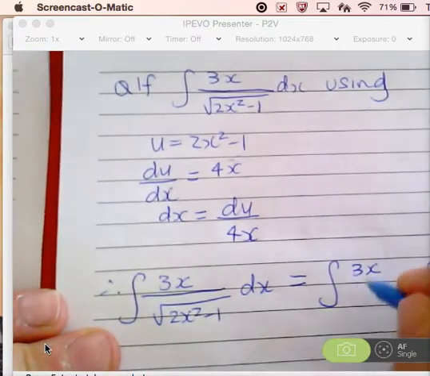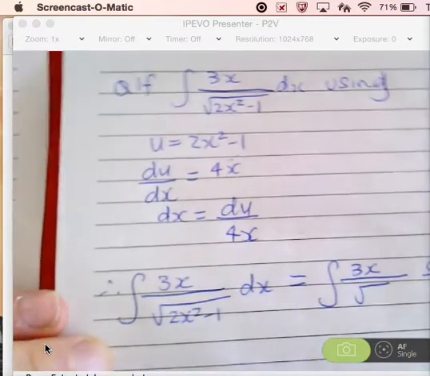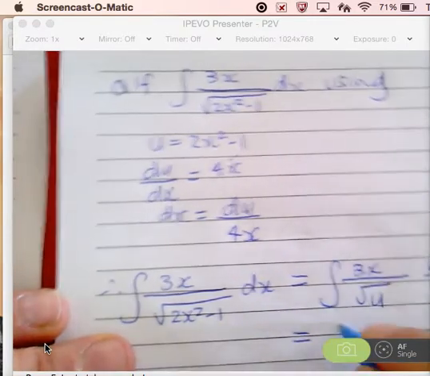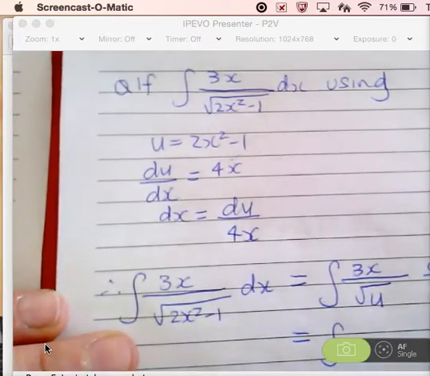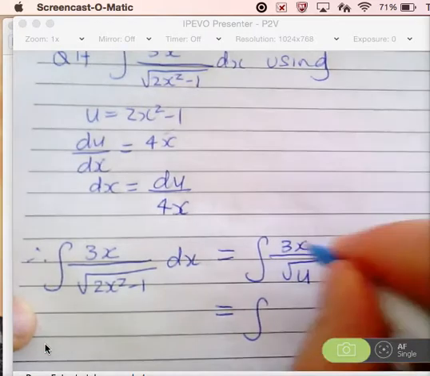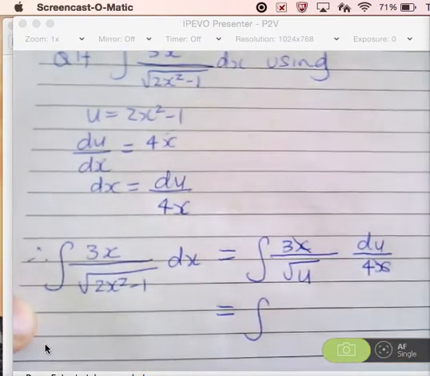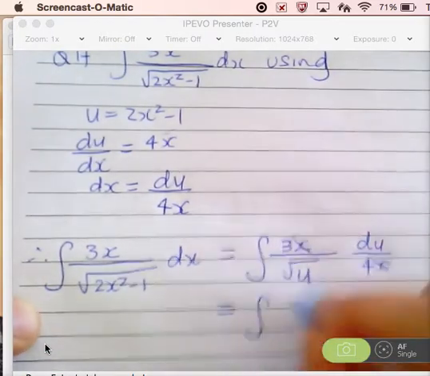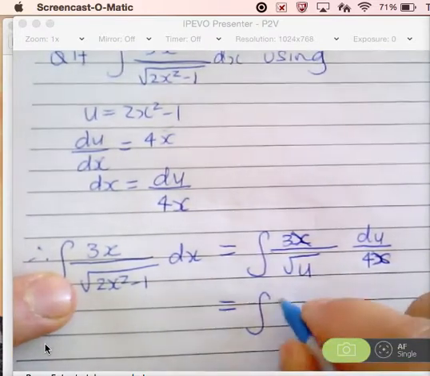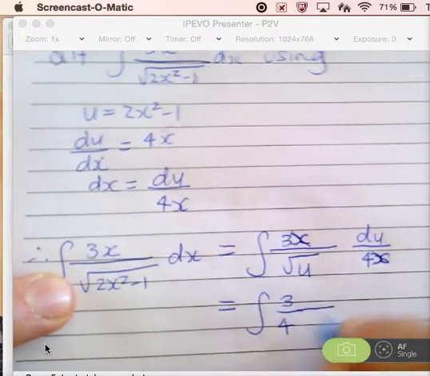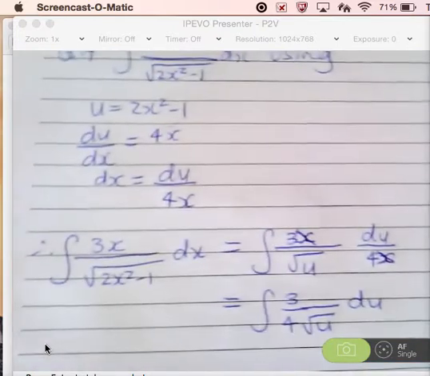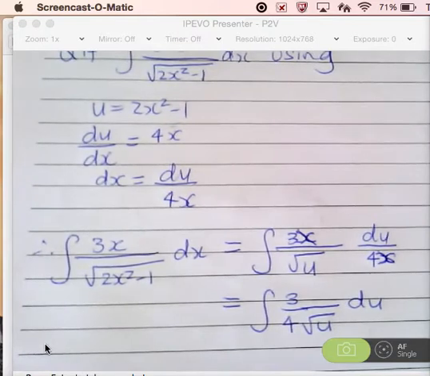You keep the 3x there, you replace the dx with du on 4x, and you get the square root of u. So what cancels, girls? The x's go. I'll just keep them there and get rid of them on the next line. Therefore, you get 3/4 root u du. Easier. It's a way to go.